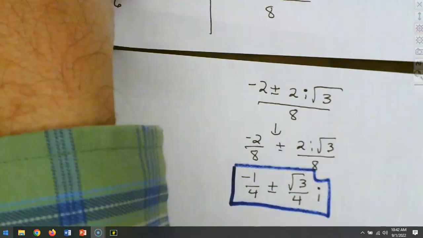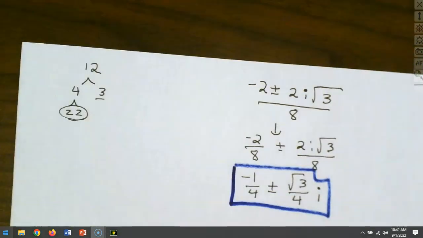We're going to look at one more of these using the quadratic formula.